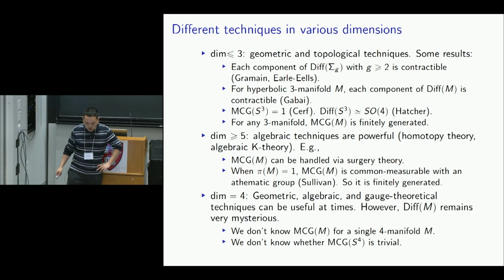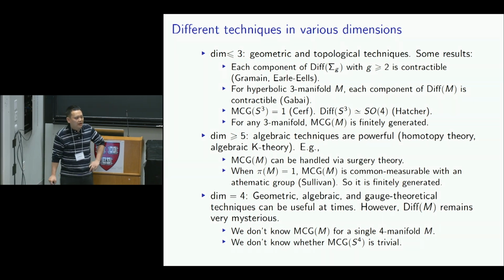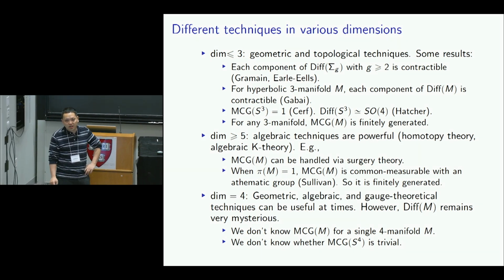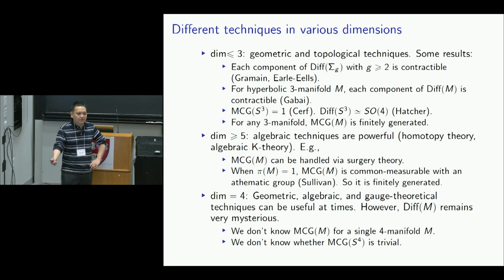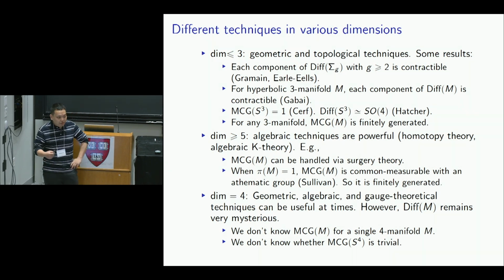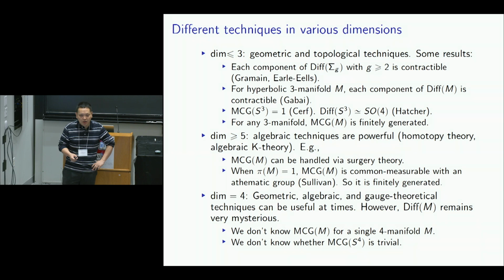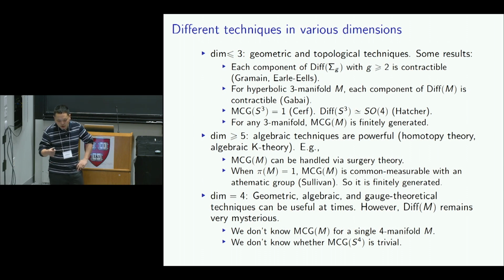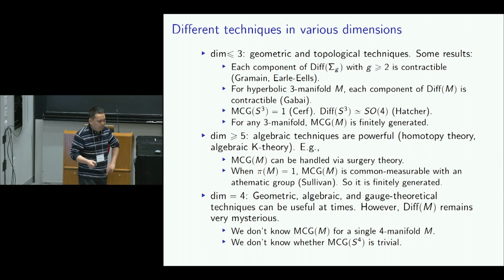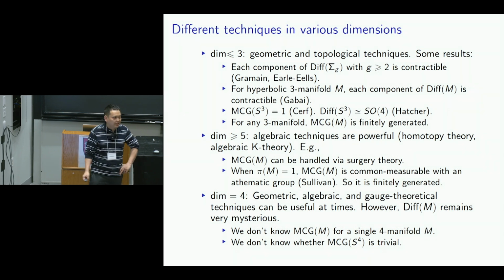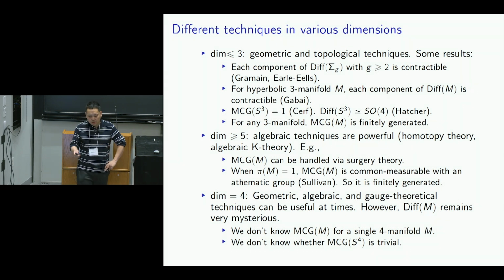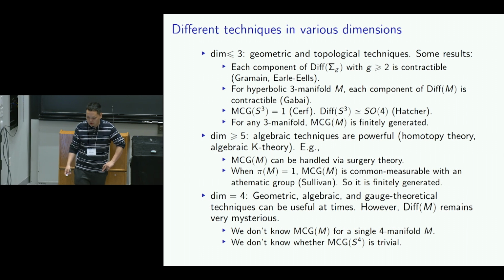Also, we don't know whether the mapping class group of S^4 is trivial or not. Namely, does there exist a diffeomorphism on the four-dimensional sphere which is orientation preserving, but not isotopic to the identity? So these are some very basic questions that we don't know.